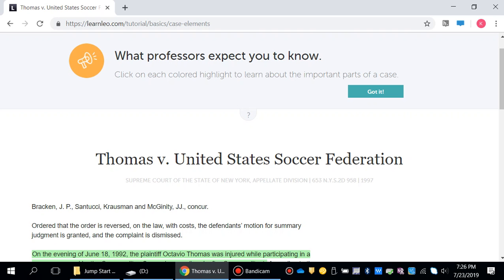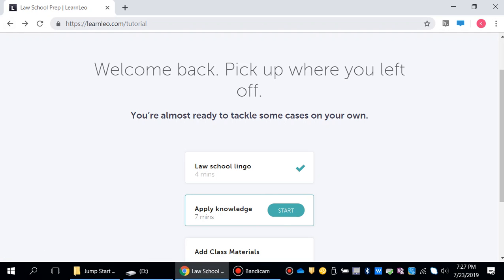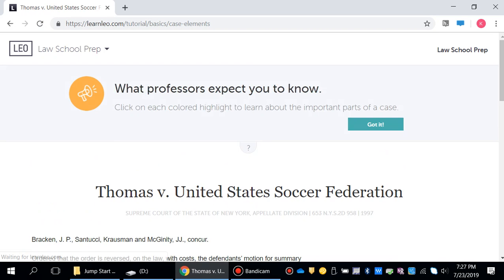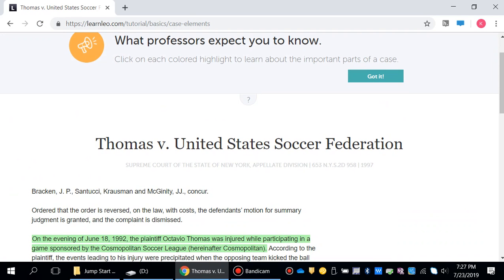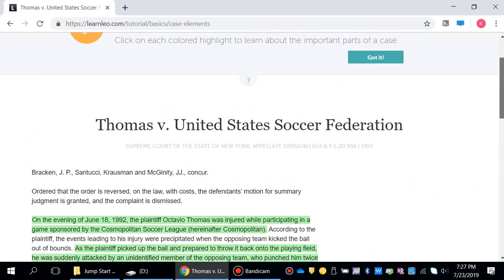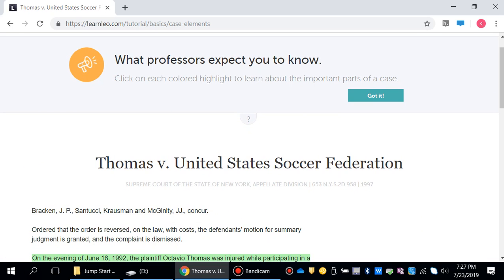But first, let's talk about an appellate opinion and the different components of it. The way this portion of the website works, and let me just show you where I started. I started at the tutorial, and I went into law school lingo, and they give you a 4-minute tutorial on cases. And what you do is you click on each colored highlight.